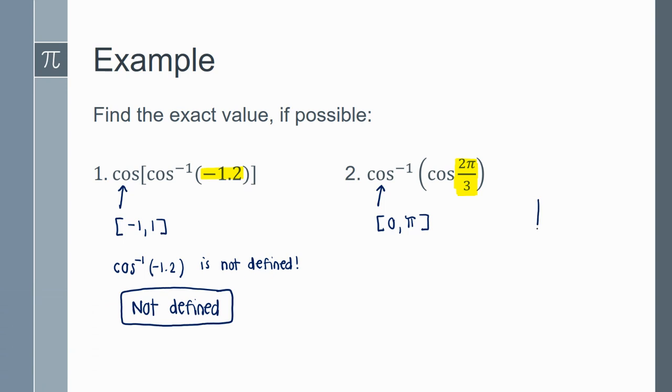So if we're thinking about our picture, remember we've got 0 to pi. Well, hopefully you're okay with figuring out that 2 pi over 3, that's going to be over here somewhere. It's in the second quadrant. And so because it falls within that range, if it's in the interval, that means that the inverse cosine and the cosine cancel, and that becomes my final answer. So 2 pi over 3 is my final answer.